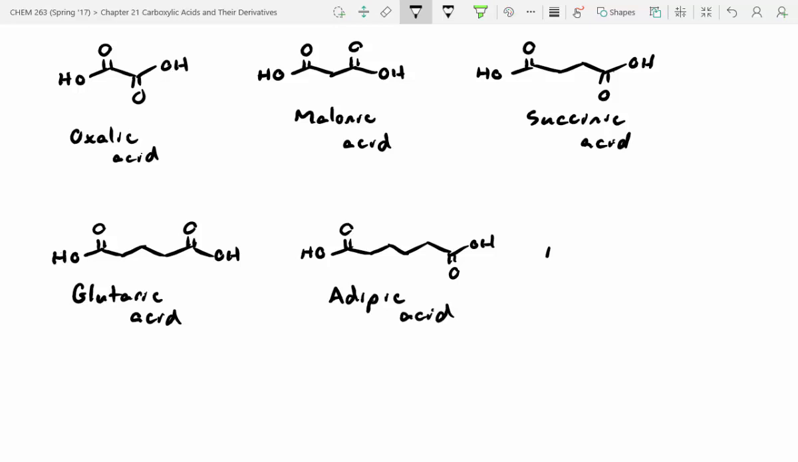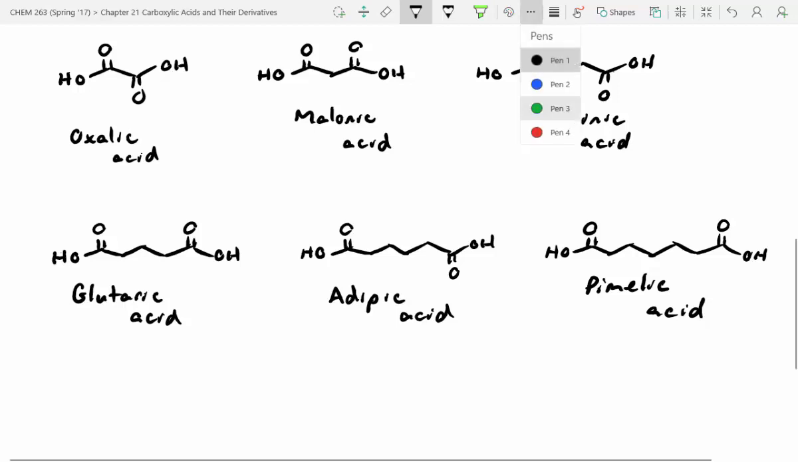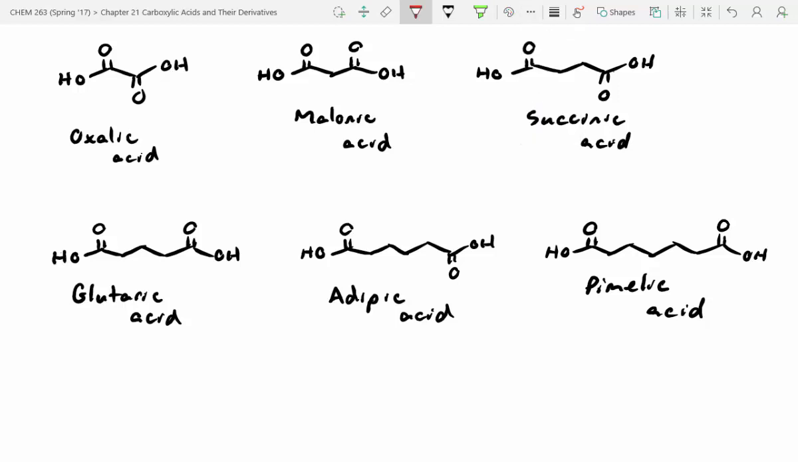And then one last one, and then we'll stop. So 1, 2, 3, 4, 5, 6, 7 carbons. This is pimelic acid. As you guys can see, there's no rhyme or reason to the naming system. This is all holdover naming conventions before IUPAC was invented, but I'll show you guys a good system for memorizing this. And it's a simple phrase.